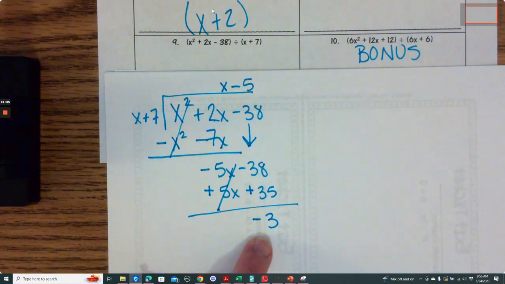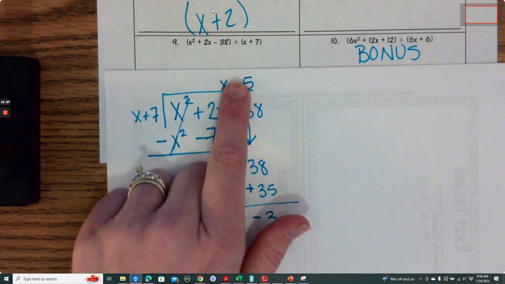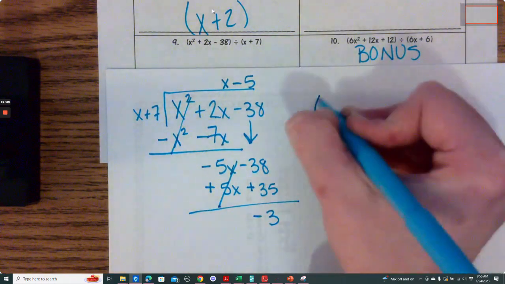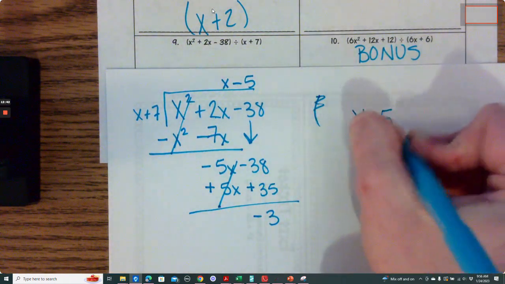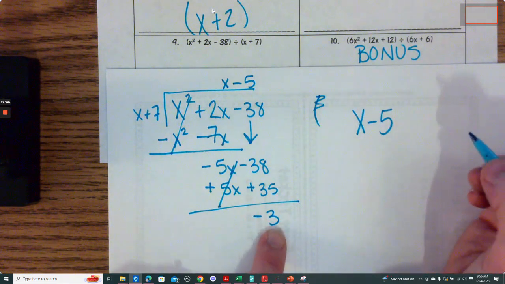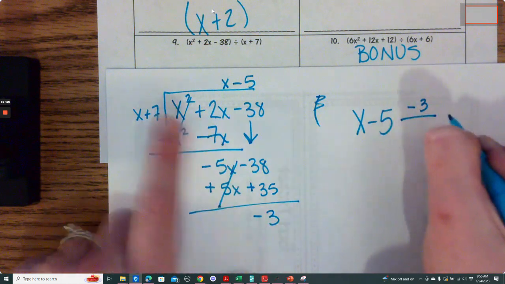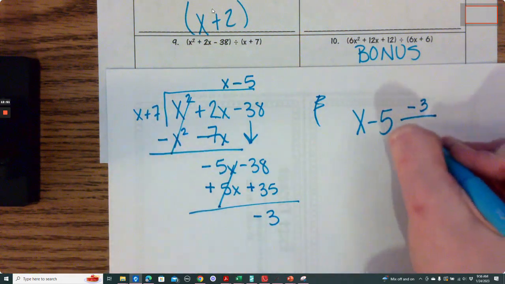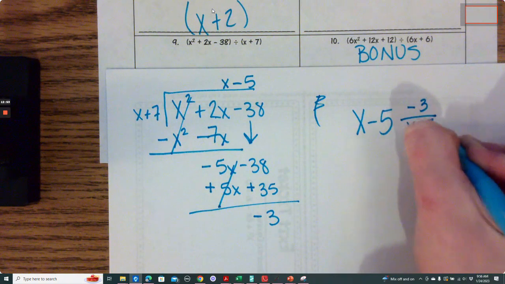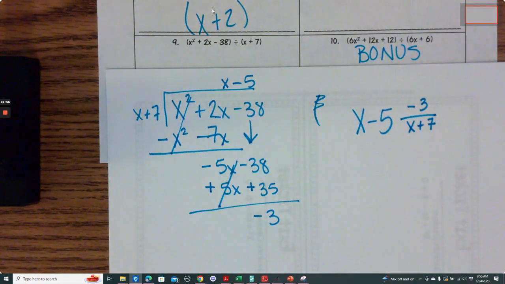So here's what you do. Here's your factor, x minus 5. Let's not write it that way. Let's do it this way. X minus 5. And then since this is a negative, we do negative 3 over whatever you were dividing by. X plus 7. That's how you write it with a remainder. Again, I'm not going to make you do one of those on your own, but just so you can see. And that's the same way you do remainders when you're working with just numbers.